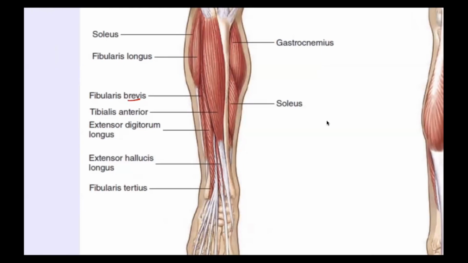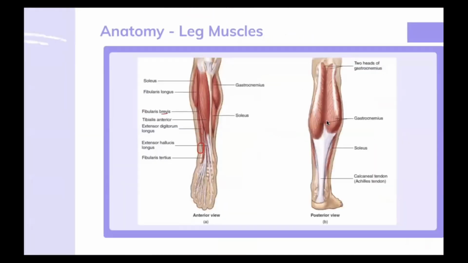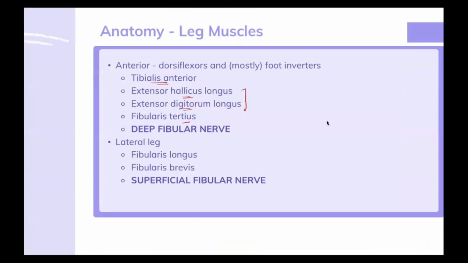And brevis, if you look here, has a very short tendon. And that covers the anterior and lateral part of the legs. The lateral part is supplied by the superficial fibular nerve. So this is important to note. Nerve supplies are always important. These are the basic ones. The anterior compartment of the leg is supplied by the deep fibular nerve, and the lateral part of the leg is supplied by the superficial fibular nerve.